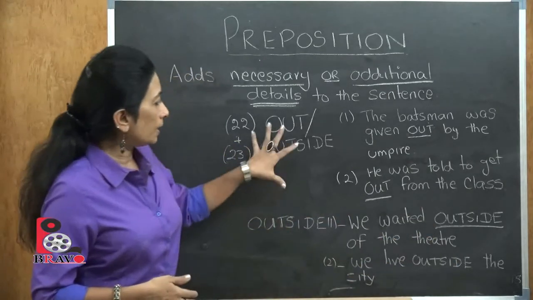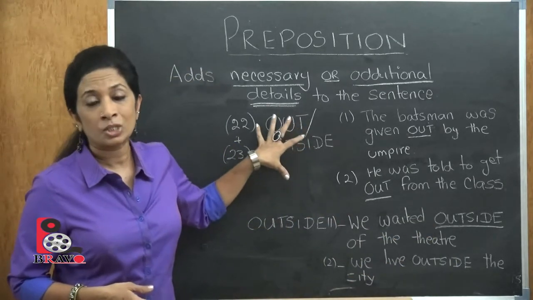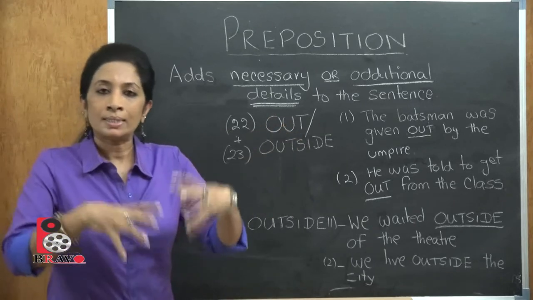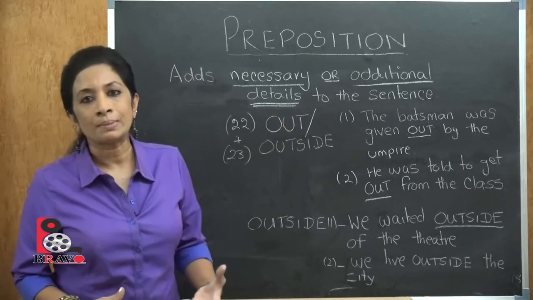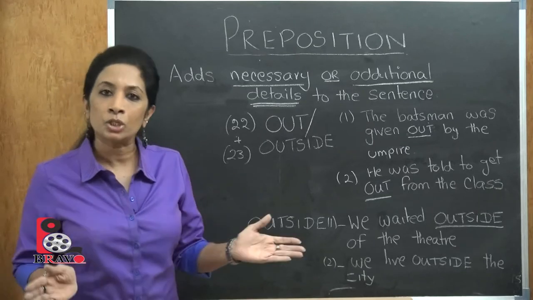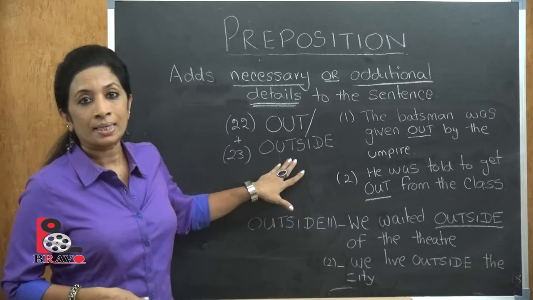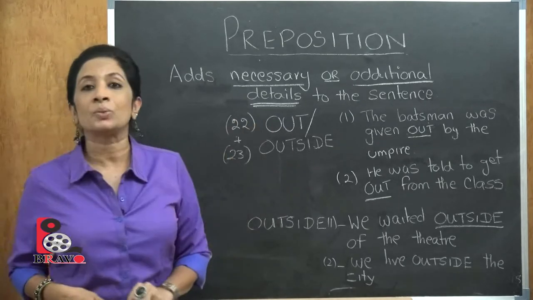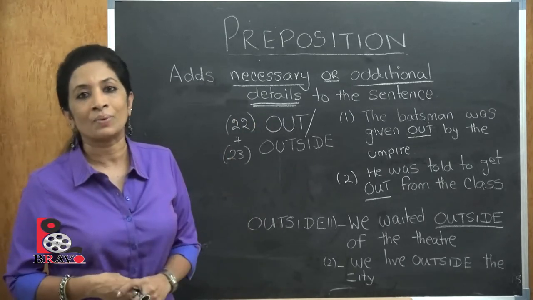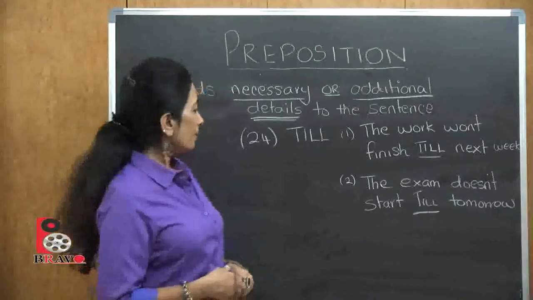So in English you have a lot of these words. As I said to you earlier on, the meaning will be similar, the sound will be similar, but they're used in two different areas. So out and outside are the 22nd and the 23rd words of the 30 words that we are going to be learning today. Right, we're doing very well.